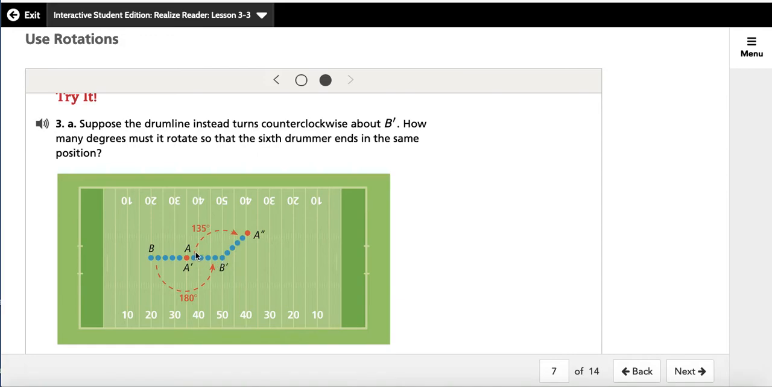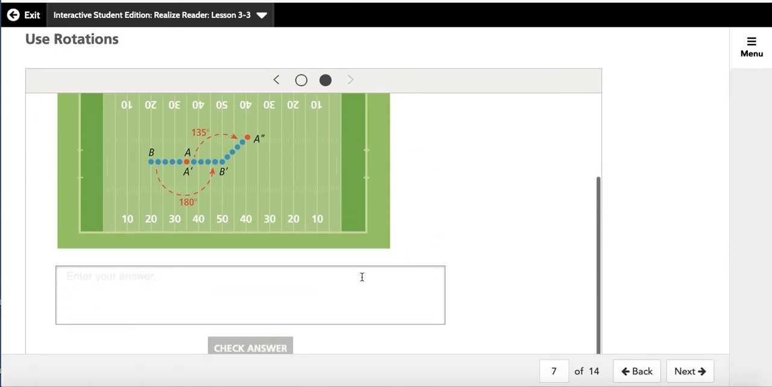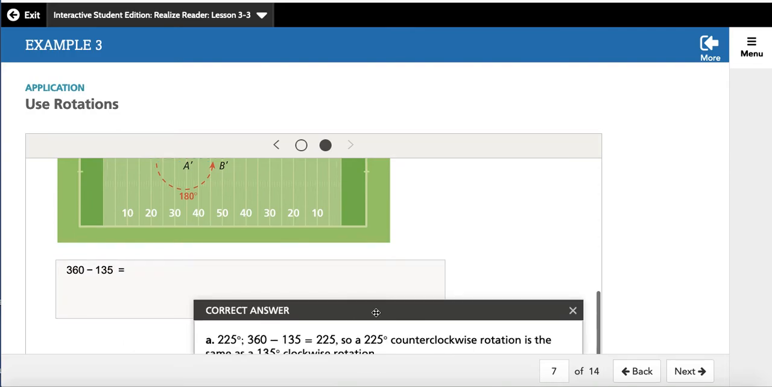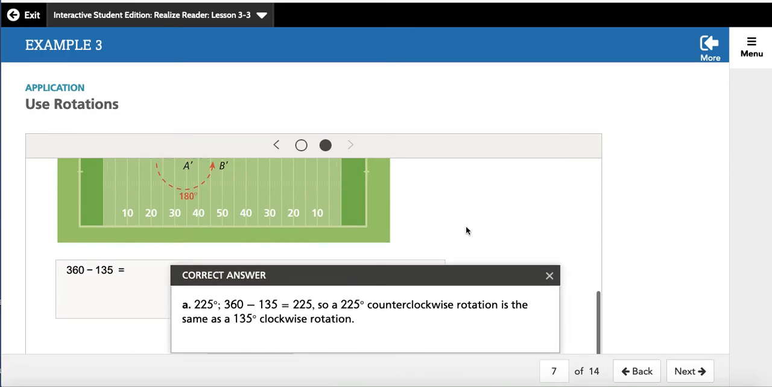So instead of going 135 clockwise, the drum line is going to rotate counterclockwise. Well, in a whole circle, there's 360 degrees, so it's 360 minus the 135, which is 225. Yep, 225.